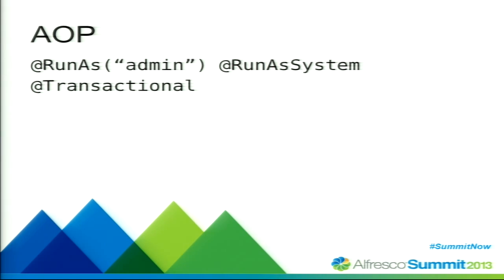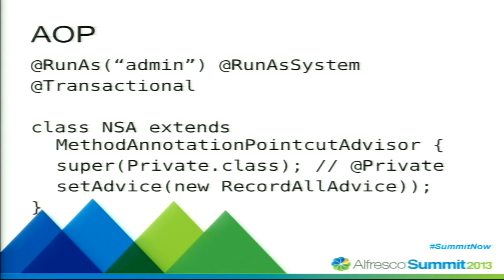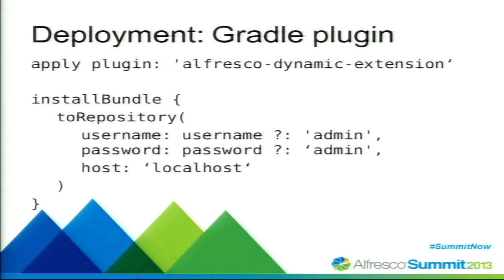What might be more interesting is it's not so hard to create your own point cuts and advices. For instance, let's say we want to introduce a new NSA advice. Well, we have to extend this abstract class called method annotation point cut advisor, and we have to specify two things. First, what is the annotation that will trigger our advice? Well, in this case, whenever a method is annotated with private, we trigger our advice. And what's the advice? Well, record all. So the way to read it, whenever a method is annotated as being private, our advice is: record everything and ship it back to the NSA.